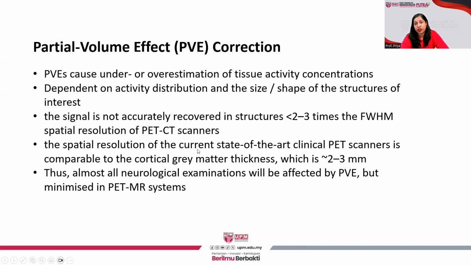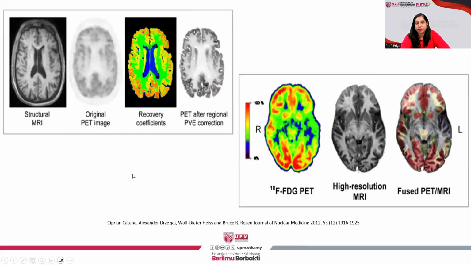The spatial resolution of current state-of-the-art clinical PET scanners is comparable to cortical gray matter thickness, which is about 2 to 3 millimeters for PET-MR. Thus, almost all neurological examinations will be affected by PVE, but it can be minimized using a PET-MR system.